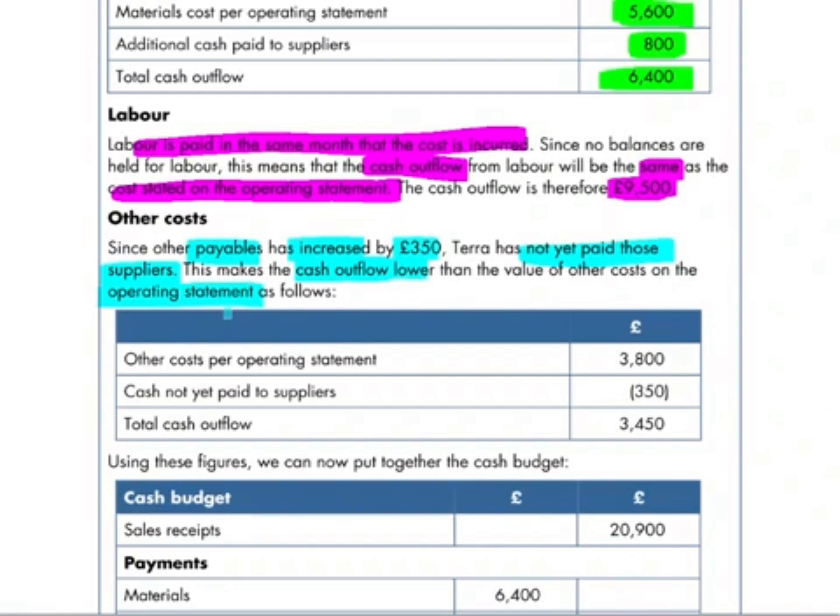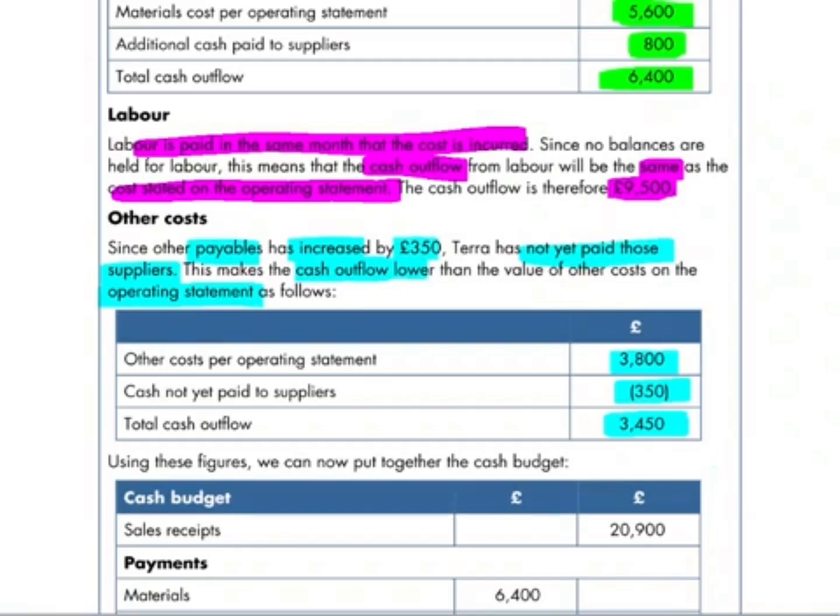So to work out the cash outflow from other costs, we take the other costs per the operating budget of 3,800. We're going to subtract off the cash not yet paid to suppliers of 350, which makes the cash outflow from other costs 3,450.